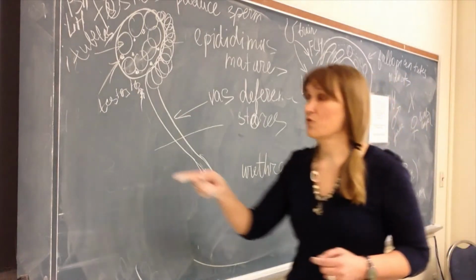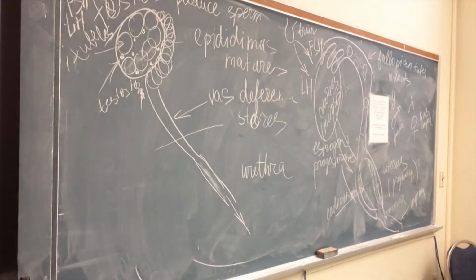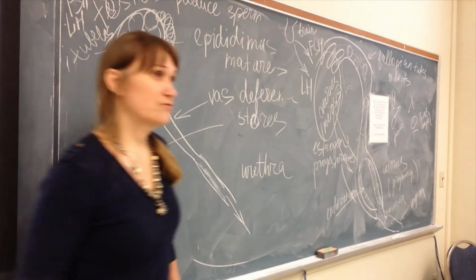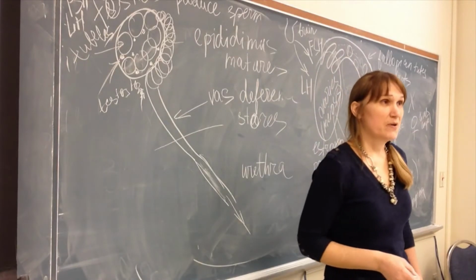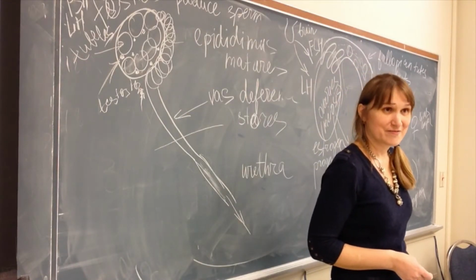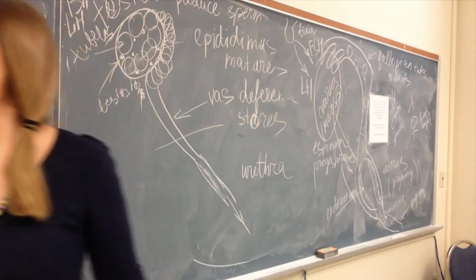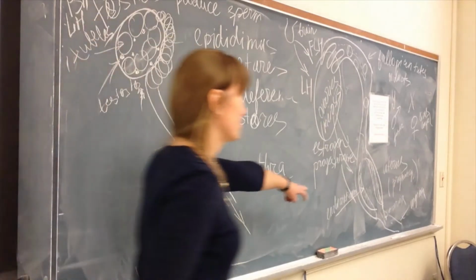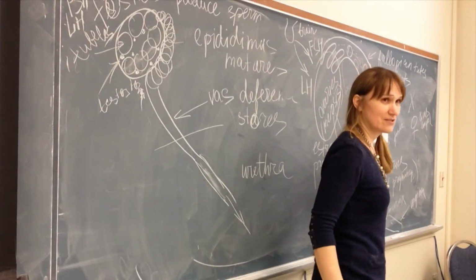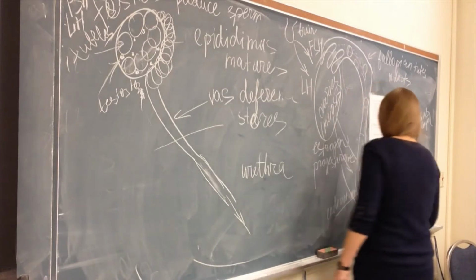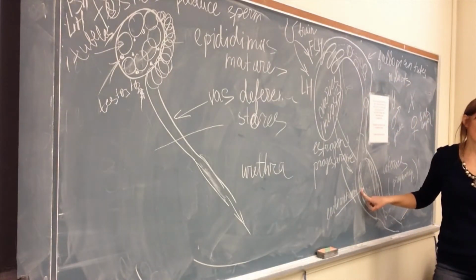Now I would like you to look at that picture again and notice that when the egg is expelled, a special structure is left. It's called the corpus luteum. What is the corpus luteum? It's your parents when you've gone to college. So what I mean is, the corpus luteum is carefully watching over the uterus and sends progesterone to maintain this endometrium lining.